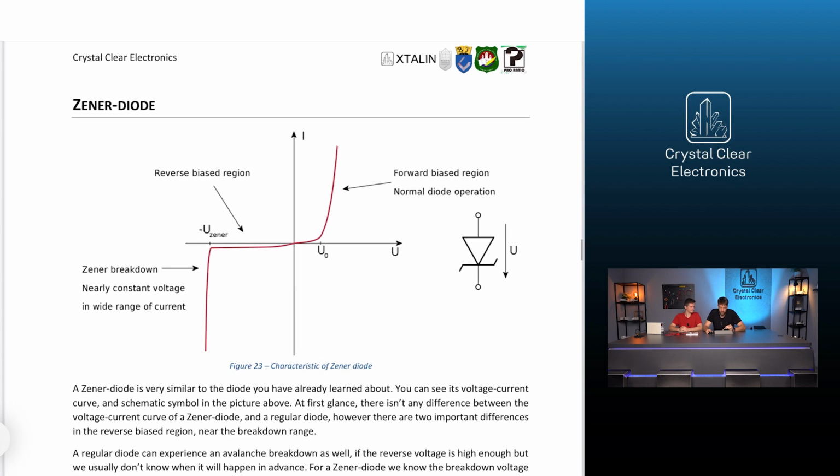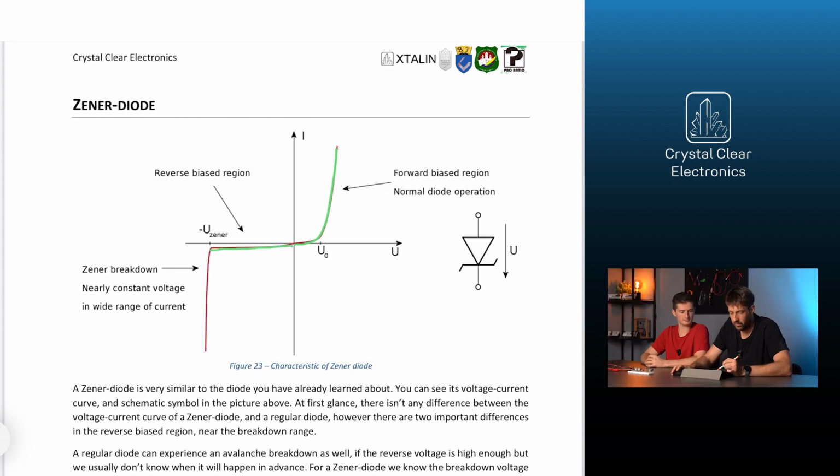At first glance, there isn't any difference between the voltage current curve of a Zener diode and a regular diode. However, there are two important differences in the reverse biased region near the breakdown range. The breakdown voltage of a given Zener diode is known more accurately than that of an ordinary diode, and we call it the Zener voltage. On the other hand, the curve is very steep in the breakdown region compared to a regular diode. This means that when the reverse current changes, the reverse voltage on the diode will stay very close to the Zener voltage and not deviate very much.